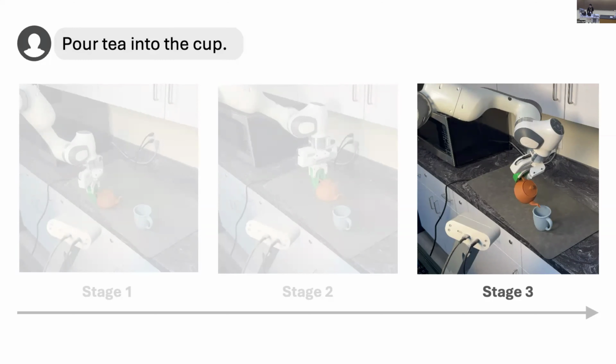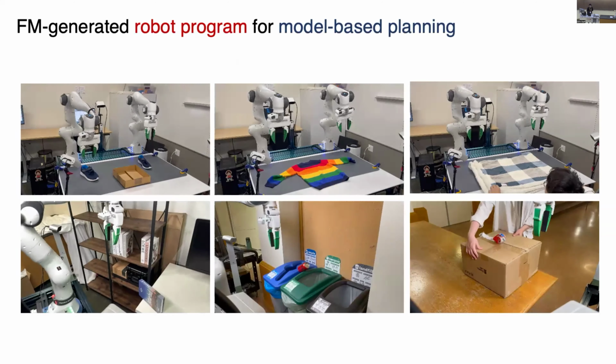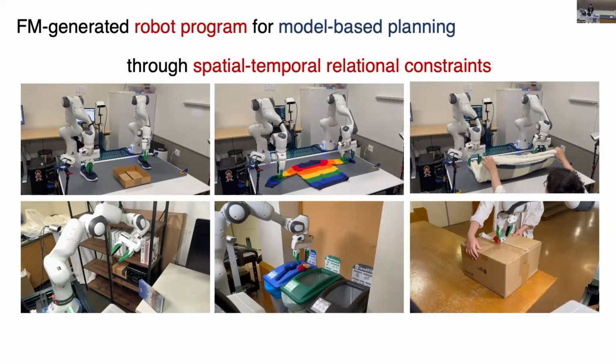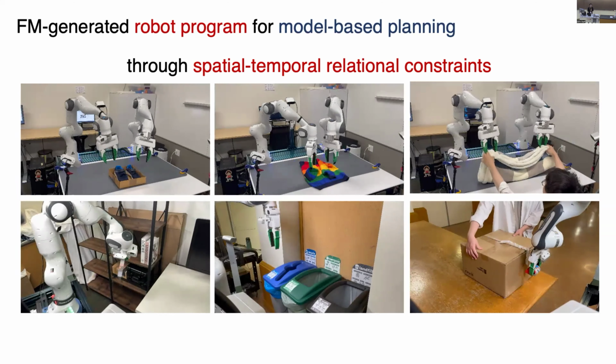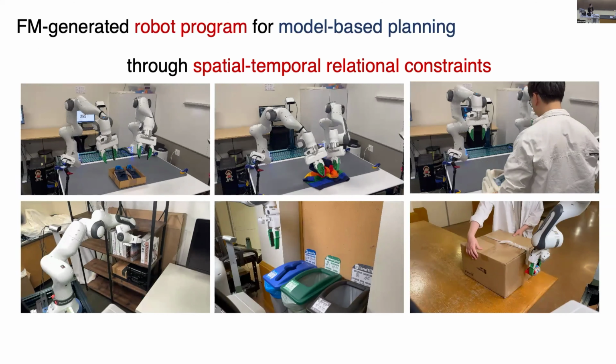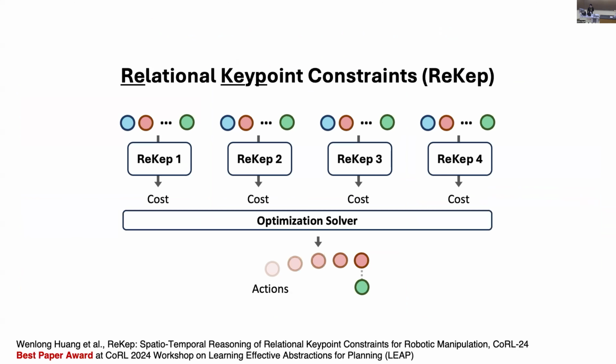And you are actively considering the spatial temporal relationship between those regions in order to successfully execute these tasks. So for this purpose, we use spatial temporal relational constraints as the representation. They can be specified using foundation model generated code, these kinds of robot programs, which allows us to do a wide range of manipulation tasks in real world environments. And we call this framework ReKep, relational keypoint constraints.